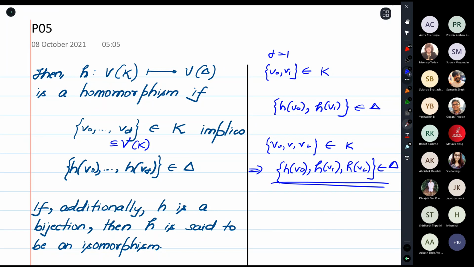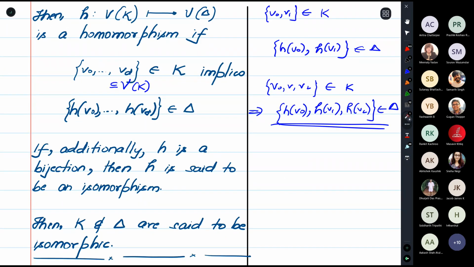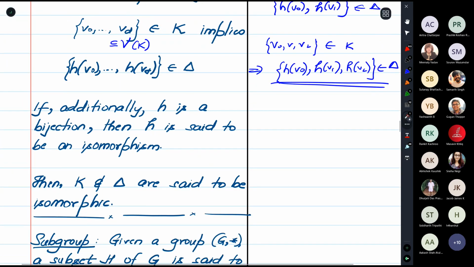Is this okay? And again, one can see that if this H is actually a bijection, then indeed one can claim that H is an isomorphism, and one can then say that these two simplicial complexes are isomorphic. Isomorphic here means that these two simplicial complexes are one and the same, meaning you are just relabeling the vertices. Whatever structure K has, delta will also have the same structure.